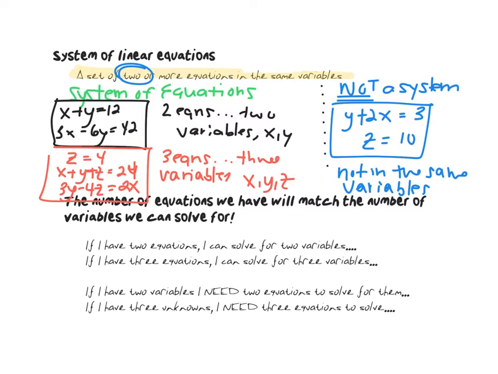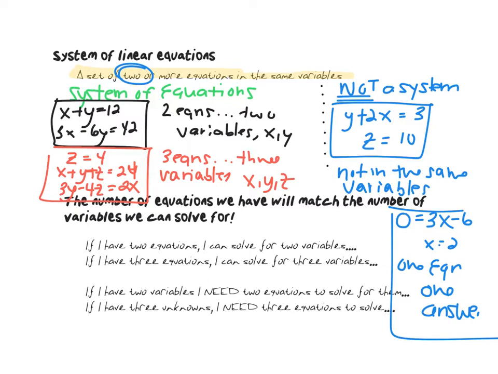So the next big idea in our notes is that the number of equations that we have will always match the number of variables that we can solve for. So we saw that before, right? When we were looking at just regular equations, we had an example like 0 equals 3x minus 6. We got x is equal to 2. So if we have one equation, we get one answer. That's where we've been before. So the new stuff that we're going to talk about: if a system of equations has more than one equation, we could have two of them. So if I have two equations, we can solve for two variables.